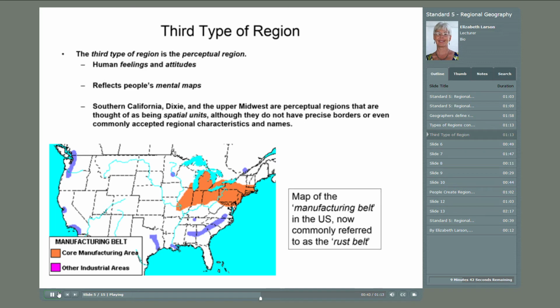For example, the map in the bottom of this slide shows the manufacturing belt of the United States. The manufacturing belt is a sub-region within the greater Great Lakes region. The manufacturing belt also is a dated name, since so much industry has moved out of the region. What used to be the manufacturing belt is now commonly referred to as the Rust Belt.